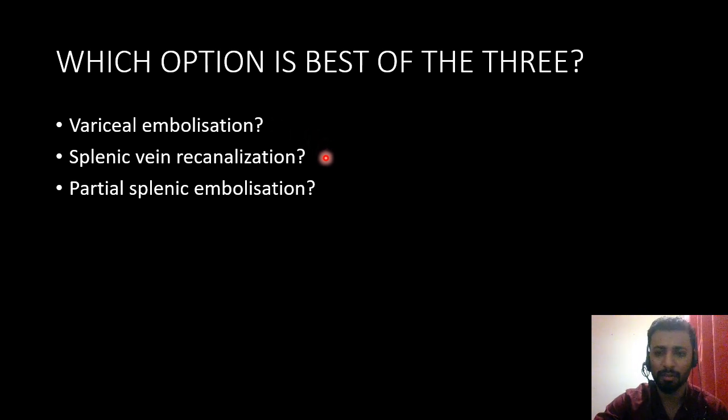Splenic vein recanalization is also a good treatment, but there is high chance that after venoplasty the vein can recoil. Most of the times we might require a stent, and also stent has a chance of thrombosis, and patient needs to be on anticoagulation for a longer duration. But what I feel is the best technique we can do is a varix embolization and combine it with partial splenic embolization. I think this will give better results.